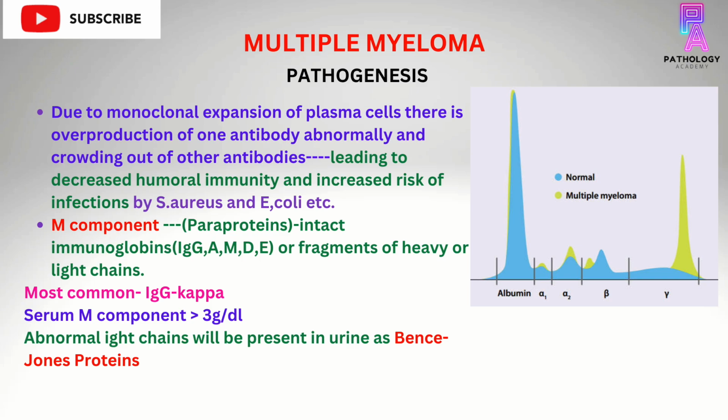M component is actually paraproteins, and these are intact immunoglobulins or fragments of heavy or light chains. The most common is IgG kappa in the M component. In multiple myeloma, generally the serum M component is more than 3 gram per dL.